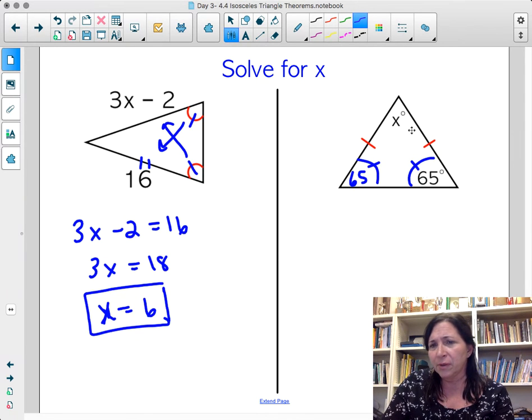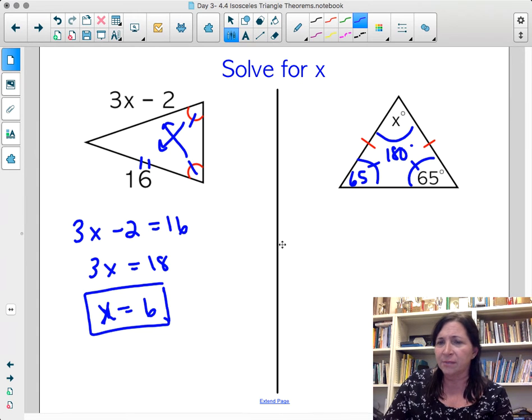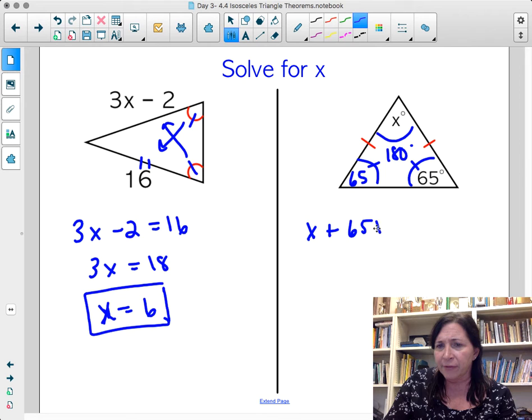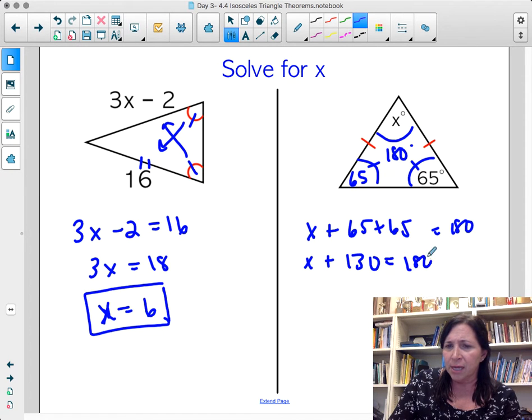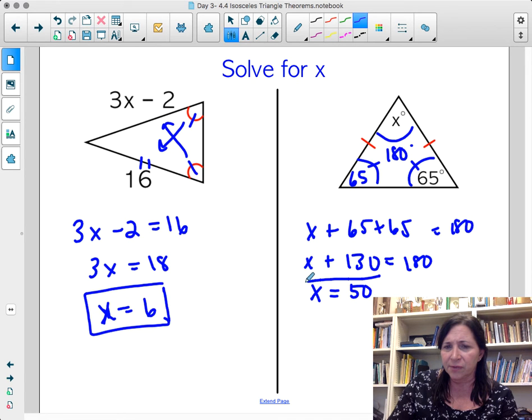And remember, the sum of all the angles in a triangle adds up to be 180 degrees. So you have x plus 65 plus 65 is equal to 180 degrees. Well, 65 plus 65 is 130 degrees, and that equals 180. I'm going to subtract 130, and so I get x equals 50 degrees.